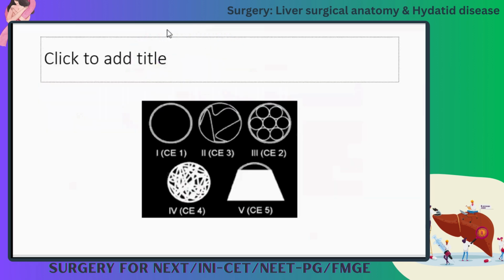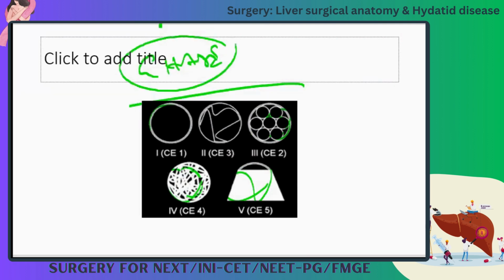You can see here, there is a simple cyst, that is type 1. You have a laminated membrane inside, that is type 2. Multiple concentric, multiple scolices and multiple small hydatid cysts is type 3, irregular is type 4, and when it is almost calcified, it is type 5. Okay, this is the Gharbi classification of hydatid cyst. So here, what is the drug of choice for hydatid? Albendazole.